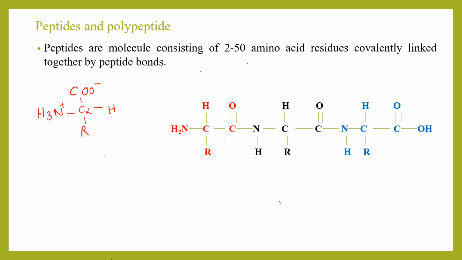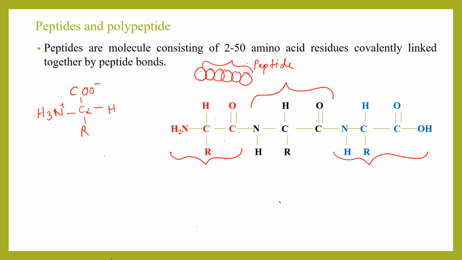Now what is a peptide? Peptides are molecules that are formed when two or more amino acid residues, up to 50, are joined by a bond called a peptide bond. Now you see here in this structure, this is the first amino acid residue, here is the second amino acid residue, and here is the third amino acid residue. The molecule formed here is known as a peptide.